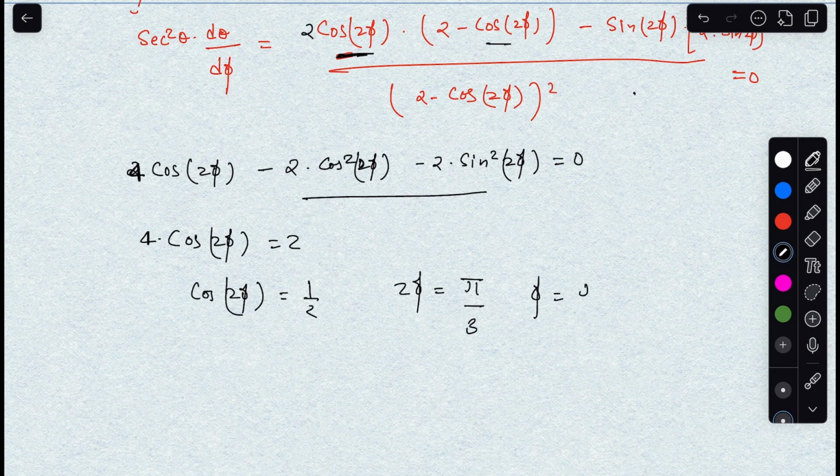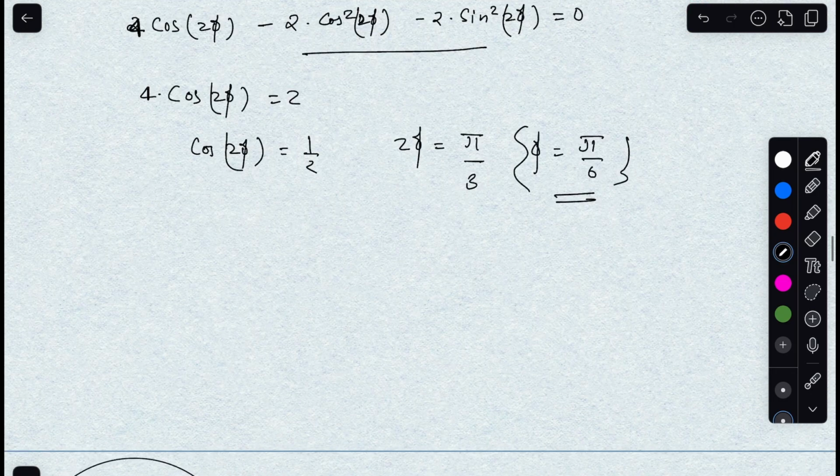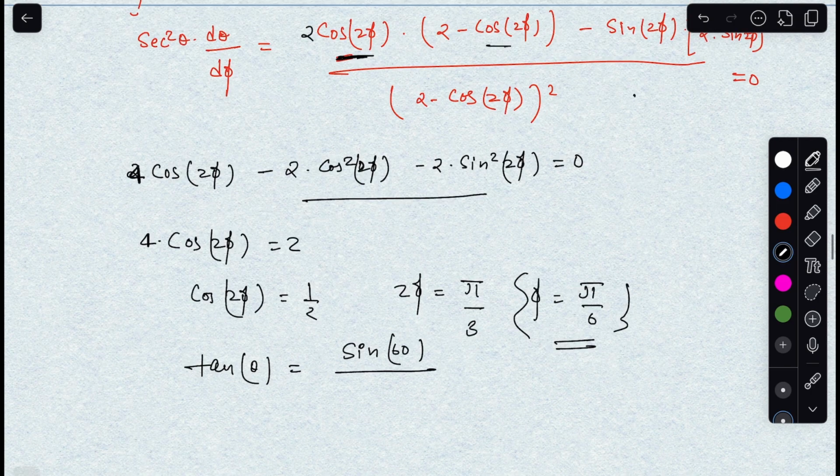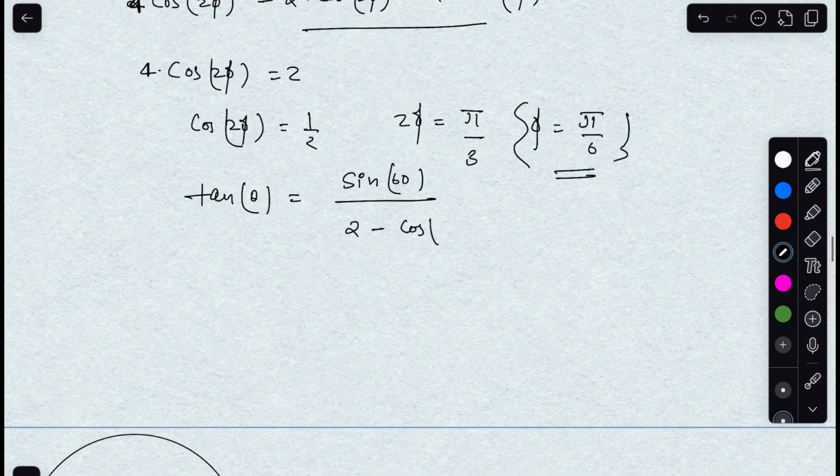Still we have not got the answer. This is the phi value, and now we need to calculate the tan theta value from there. So tan theta is sine 2 phi, which means sine 60, divided by, in the denominator, 2 minus cos 2 phi. Cos 2 phi is cos 60. So this value is root 3 by 2 divided by 2 minus 1 by 2.